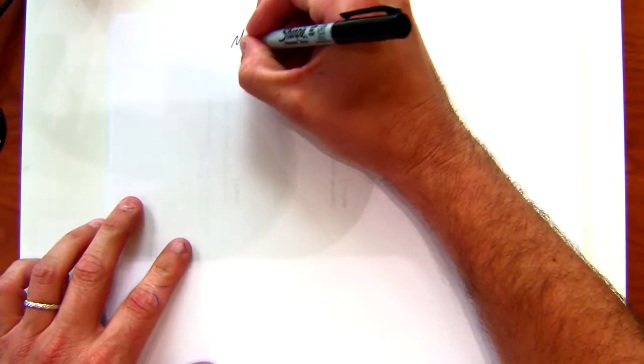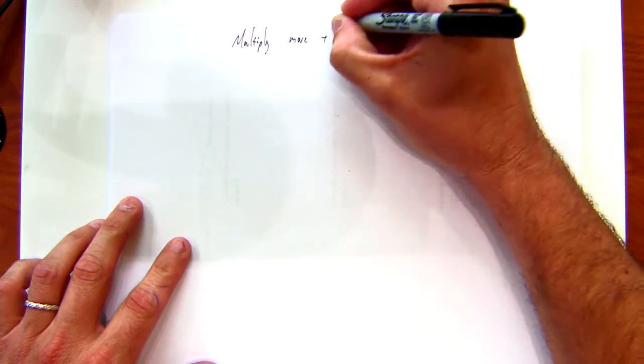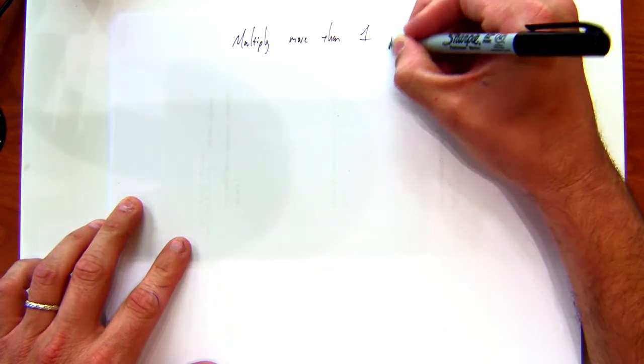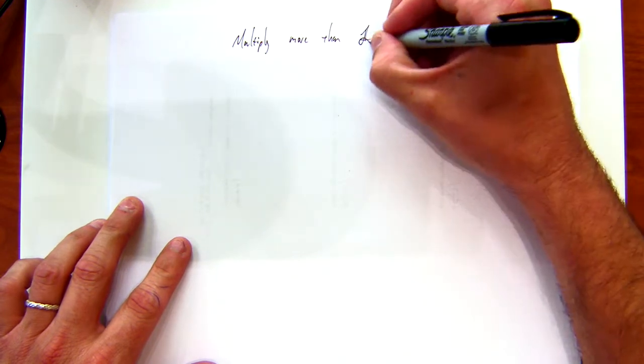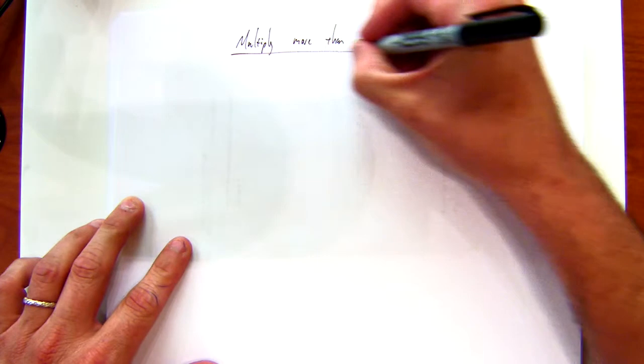What if we have multiple? More than one polynomial, more than two polynomials. Well, first of all, let's just review what we do when we multiply more than two numbers.